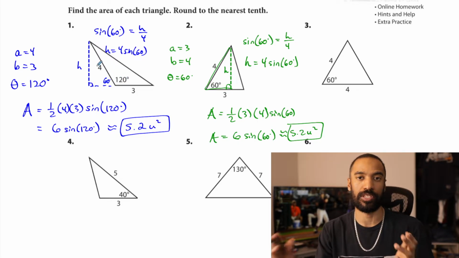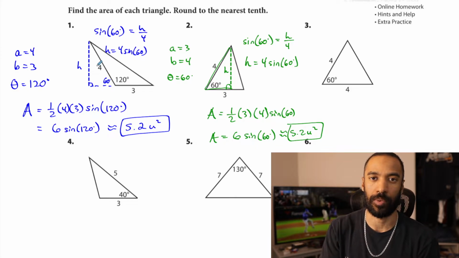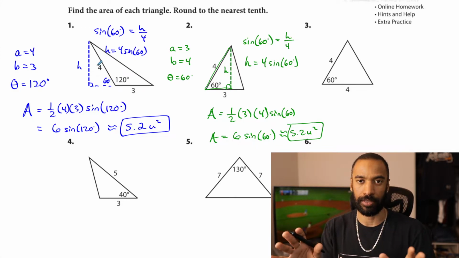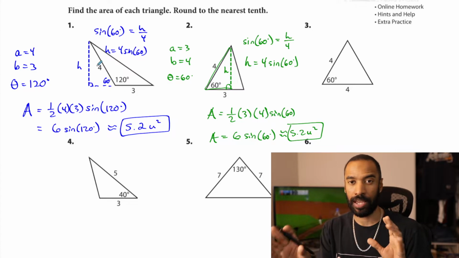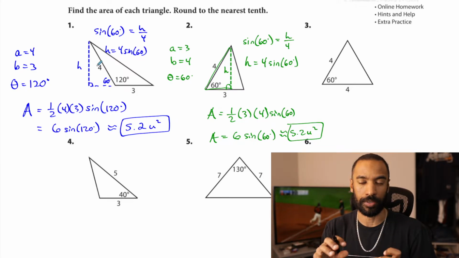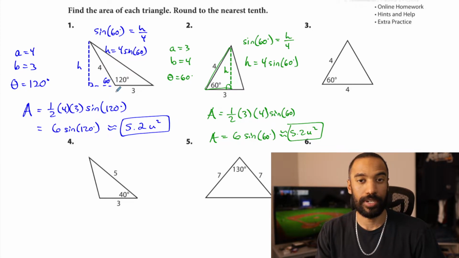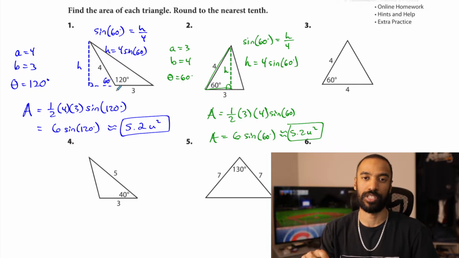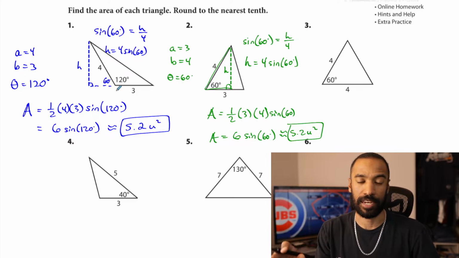This goes to show that the sine of 60 is the same as sine of 120. And this will be important later down the line when we do more of this. The sine of an angle and the sine of its supplement are equal. So sine of 110 and sine of 70 are the same. Sine of 170 and sine of 10 are the same. They are all the same when it comes to that.